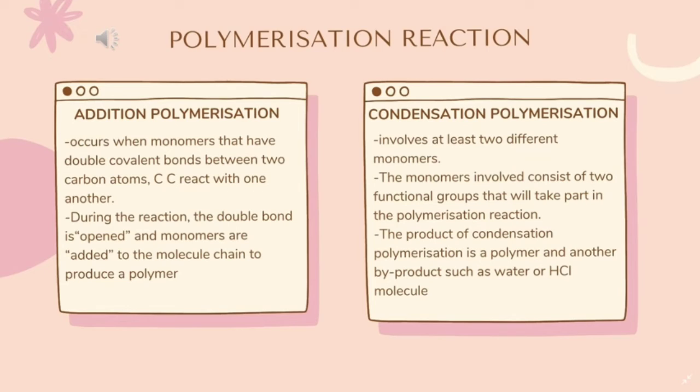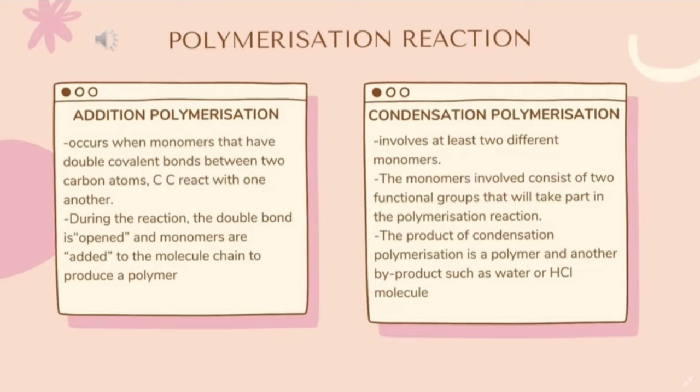There are two types of polymerization reaction. The first one is addition polymerization. Addition polymerization occurs when monomers that have double covalent bonds between two carbon atoms react with one another. During the reaction, the double bond is opened and monomers are added to the molecular chain to produce a polymer. The other polymerization reaction is condensation polymerization.